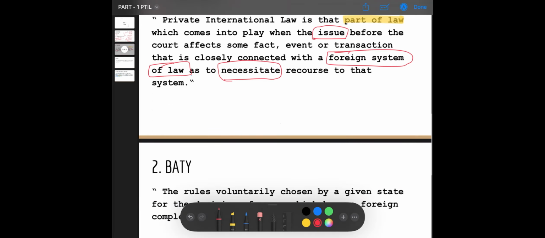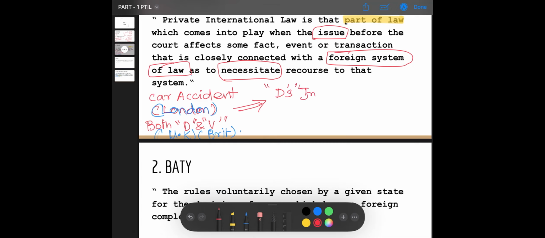Suppose there is a car accident that happened in London. I'll write those things in blue color. It is a car accident that is happening in London. Both the driver, D, and the victim, V, are from the UK. They are Brits, from London or some other city there. The issue here is the driver's insurer. The driver's insurer is an American.